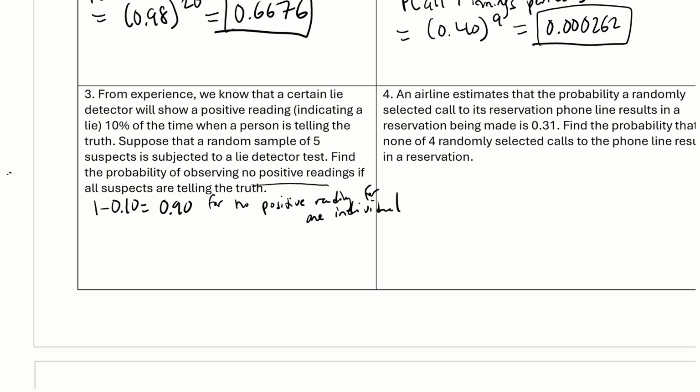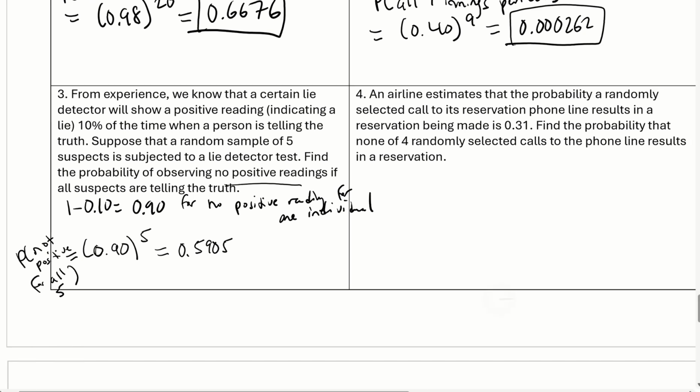So now we're doing this for 5 people, a random sample of 5 suspects. So in that case, it's going to be 0.90 to the 5th power. That's going to be 0.5905. And so this is the probability of not positive and not positive 5 times, the probability of not positive for all 5 suspects.